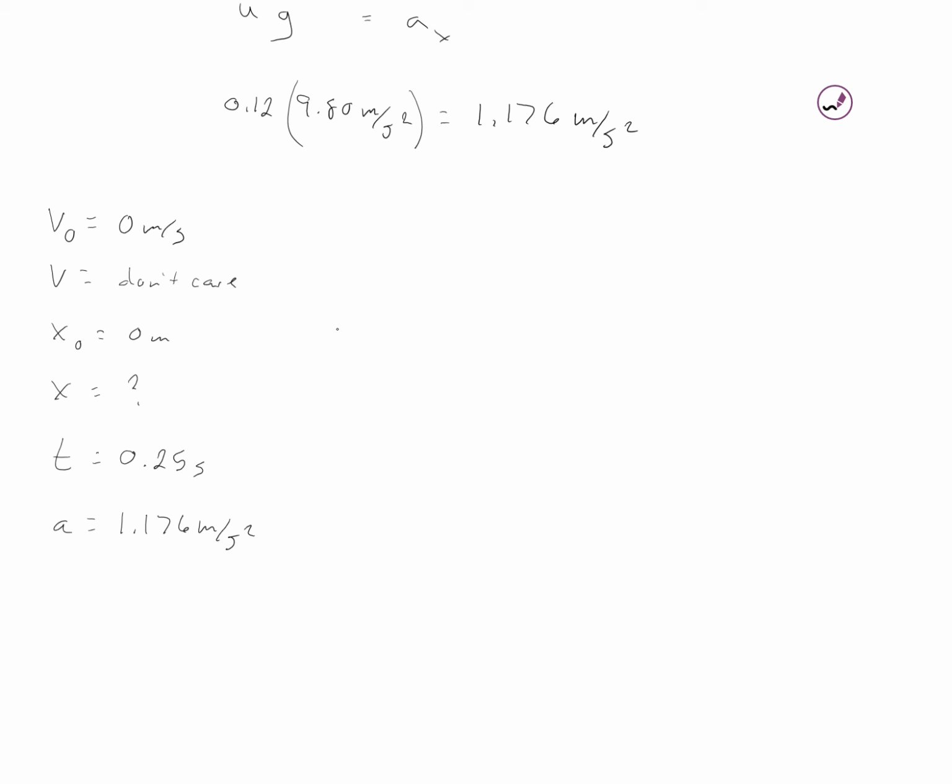Well, I look through my equations and see which one I have for this case, and it looks like I have this one. I don't have an initial velocity. My initial position is also 0. So what I want to know is 1/2 of my acceleration, 1.176, times my 0.25 seconds squared. And that should give me the answer I'm looking for.